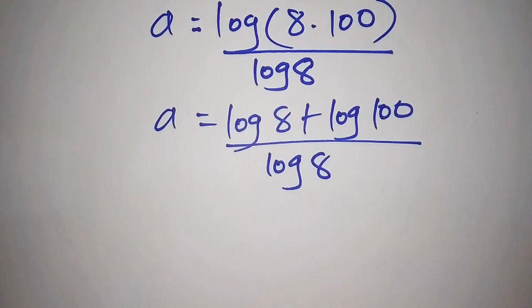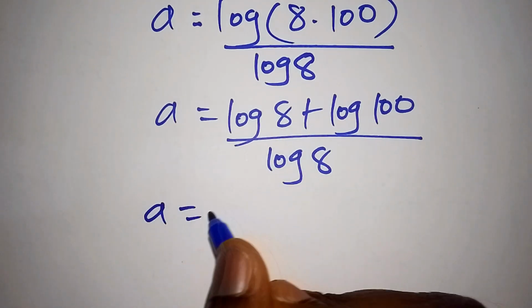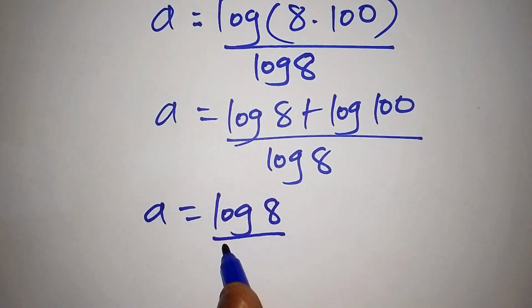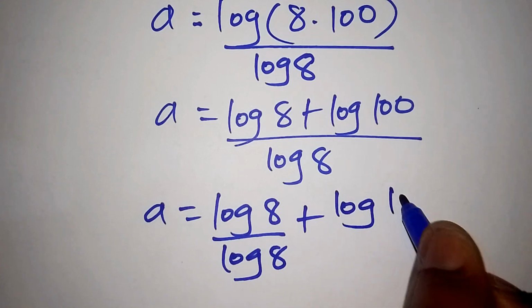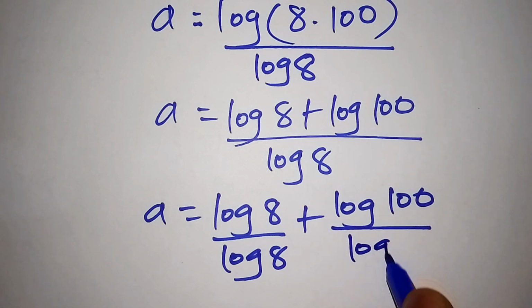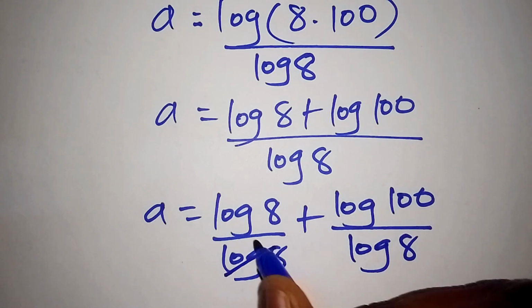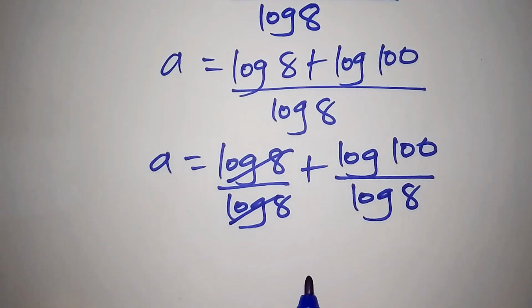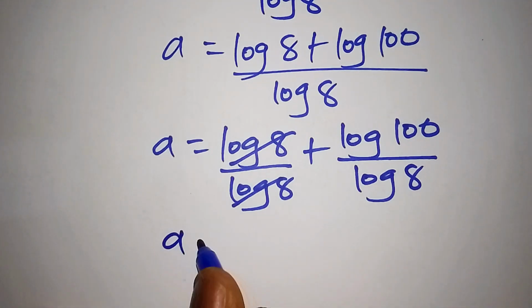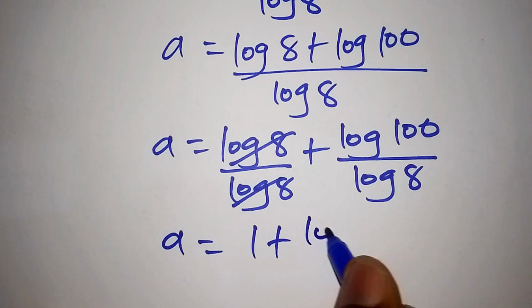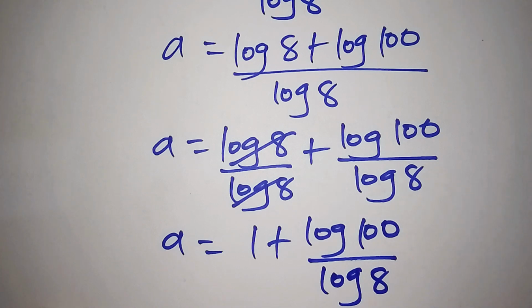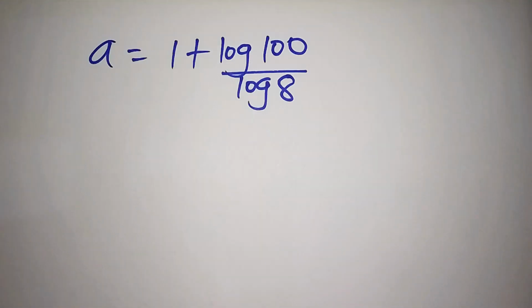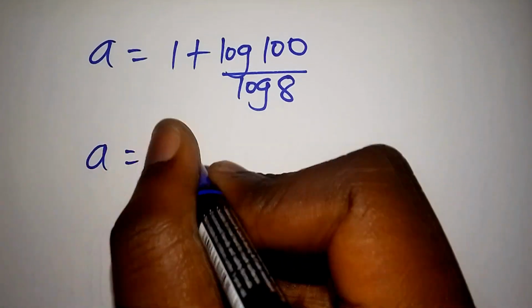So let's now divide both sides by the log of 8. A is equal to log 8 all over the log of 8, then plus the log of 100 all over the log of 8. So log 8 and log 8 shall cancel. When it cancels, it shall remain with 1. So the value of a is equal to 1 plus the log of 100 all over the log of 8. So let's now simplify this within the shortest time. So now we can conclude it by saying that our value of a is equal to 1 plus.